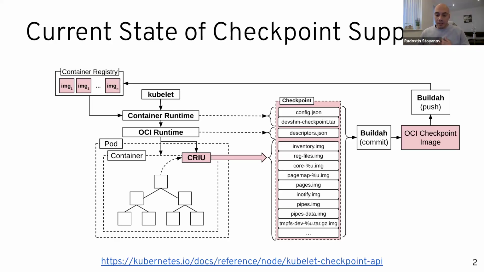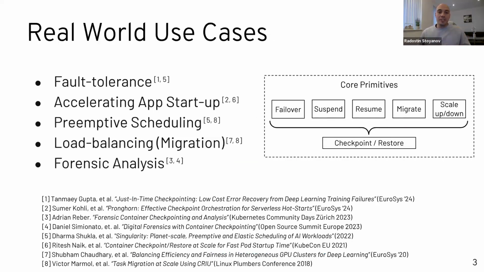Some of the main use cases that we were looking to discuss are, first, fault tolerance. This is very useful for long-running applications. Machine learning training is one example, where we enabled GPU checkpointing so that you can periodically create a snapshot of training jobs. Then if a failure happens, you can restart from the last checkpoint.